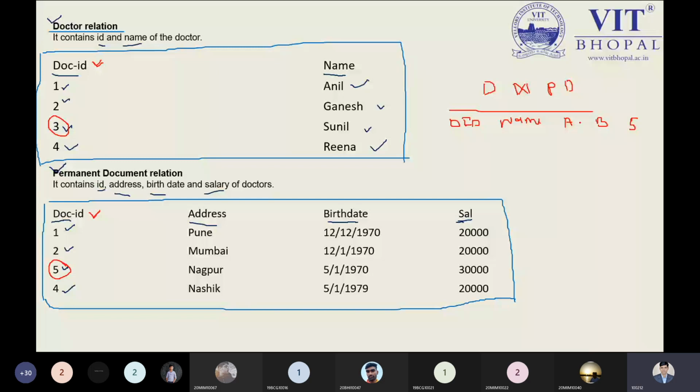Now, can you tell me what information I will have? Sir, the information from 1 to 4 will come. 1, 2, 3, 4 information. Why? Because 3 is not in the second table and 5 is not in the first table. Yeah, super. See, 3 is a document ID which does not exist inside the permanent document relation, while the document ID 5 does not exist inside the doctor relation. That is the point we have to keep in mind. So there will be 1 to 4, and respectively we will have these values.